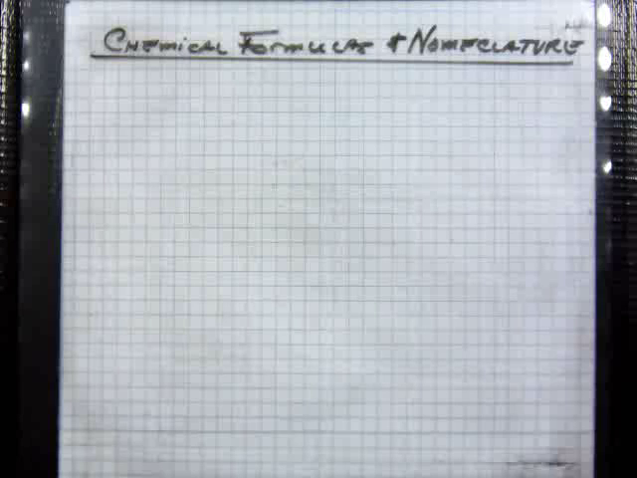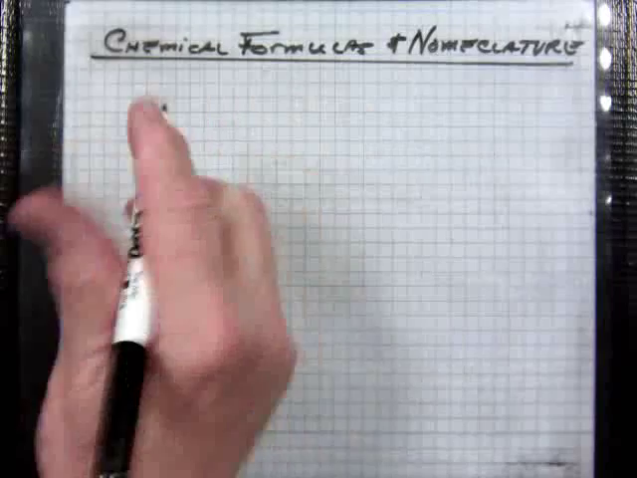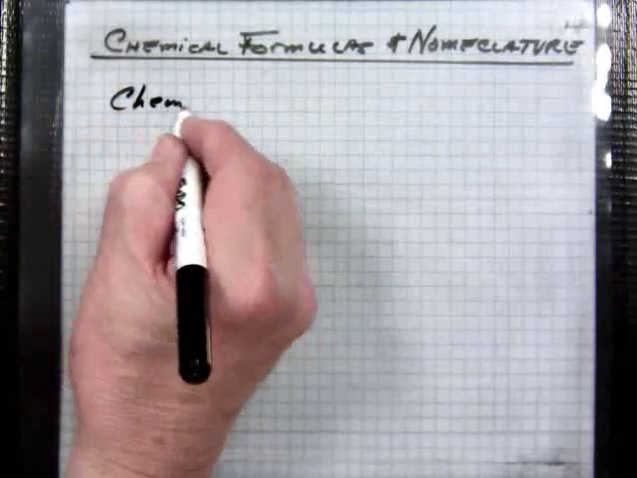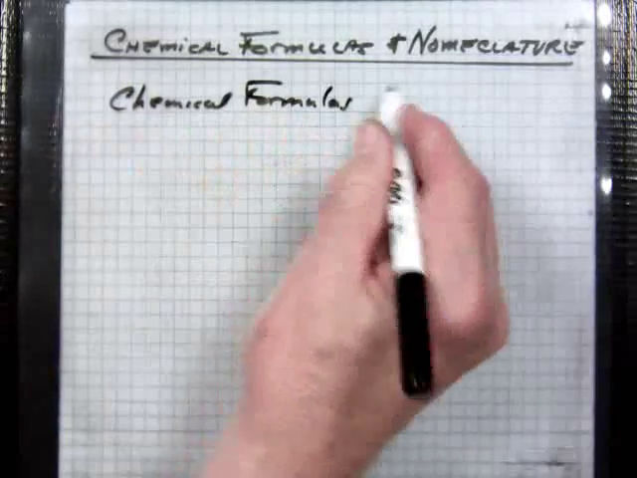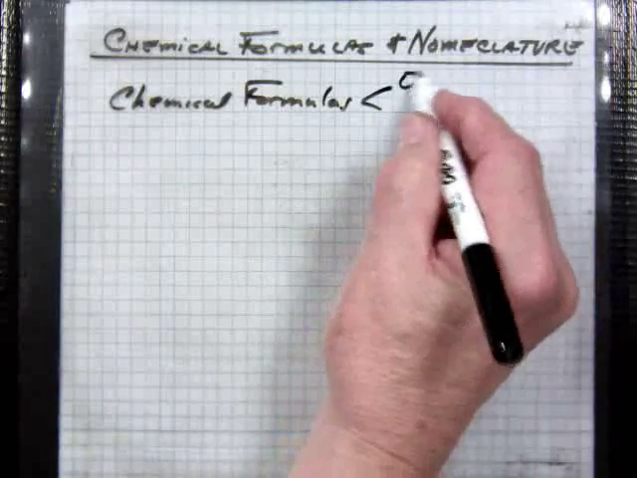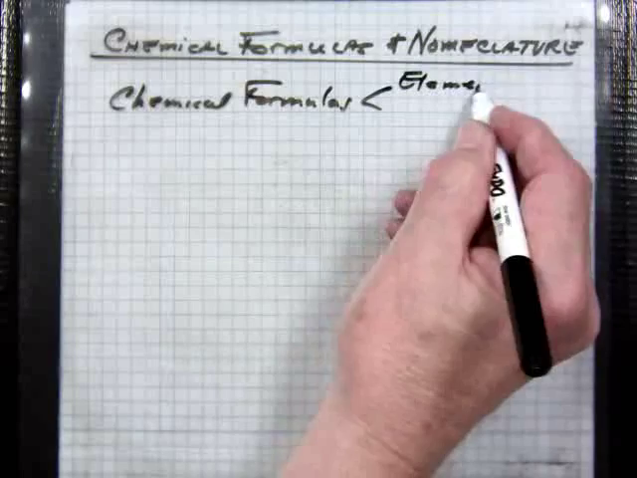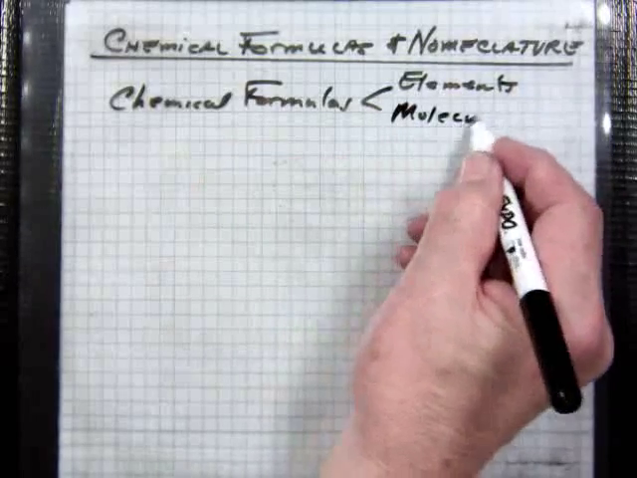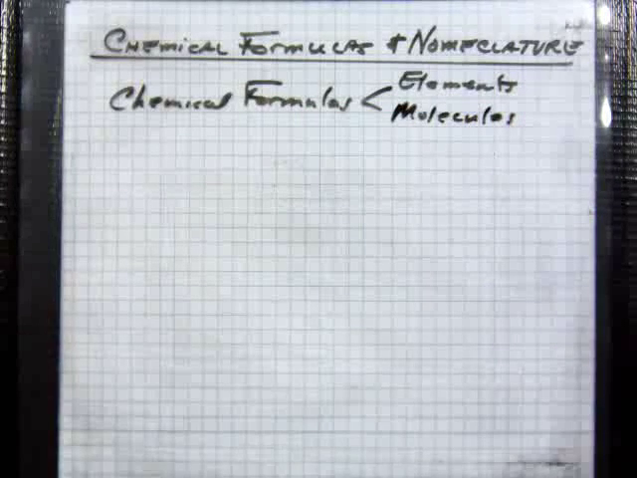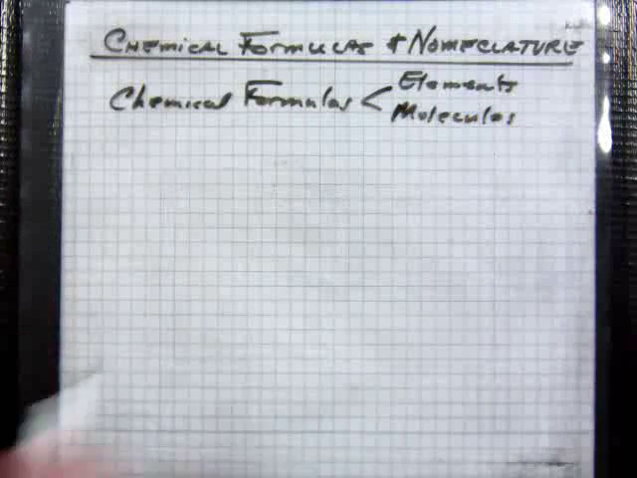Chemical formulas and chemical nomenclature. One of the first things we need to do is be sure we understand how the compounds and substances are classified. So when we talk about chemical formulas, we're certainly talking about the elements and molecules. And we know compounds and so forth like that.